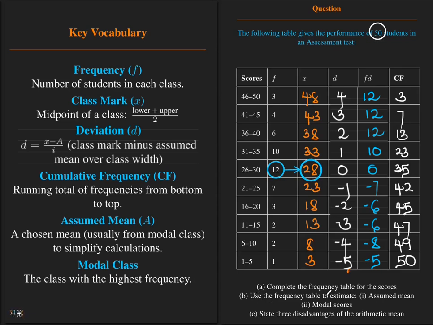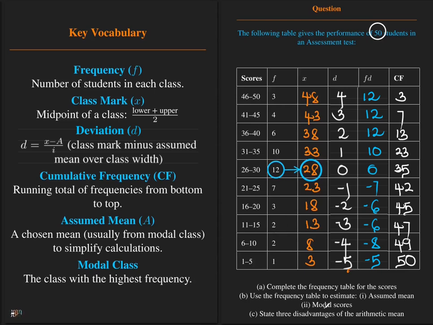And it says we have to use the frequency table to estimate the assumed mean. That is what we did. We needed the assumed mean to even get our deviation. So our assumed mean is what? 28. And that is it.